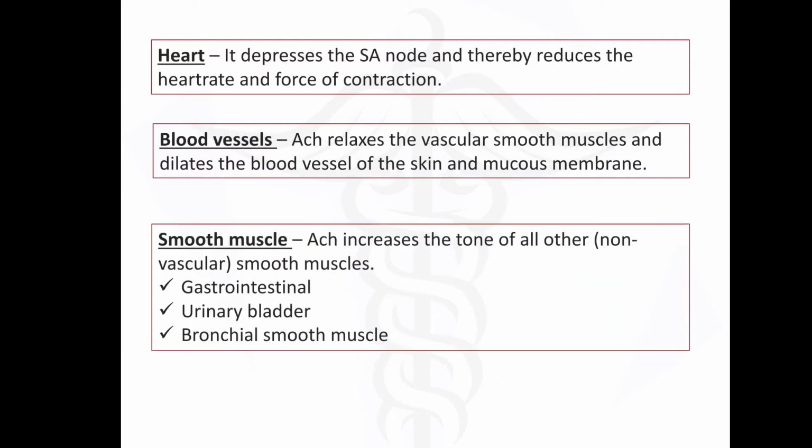In smooth muscles, acetylcholine increases the tone of all other non-vascular smooth muscles. In the gastrointestinal tract, tone and peristalsis are enhanced and sphincters are relaxed, resulting in rapid forward propulsion of intestinal contents. In the urinary bladder, the detrusor contracts and the trigonal sphincter relaxes, promoting voiding of urine. And in bronchial smooth muscles, it contracts, resulting in bronchospasm.